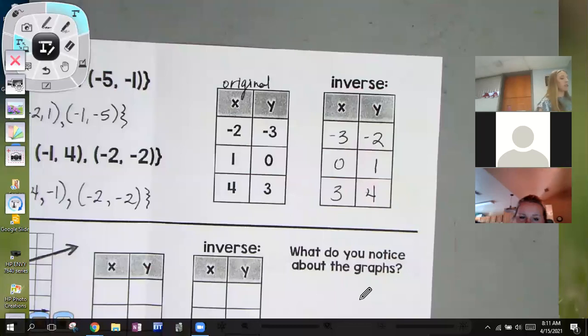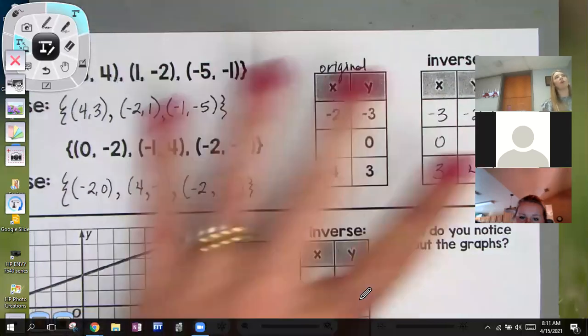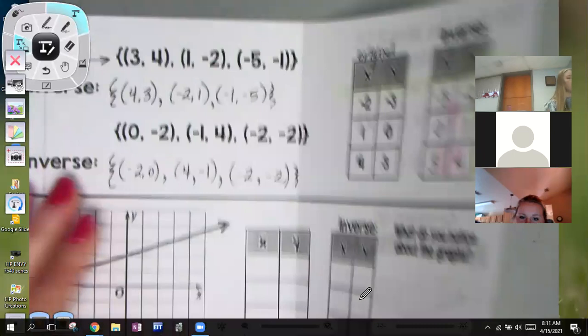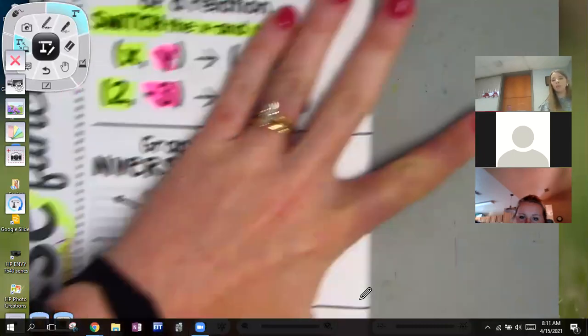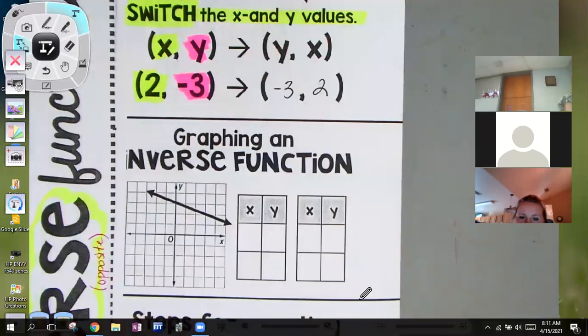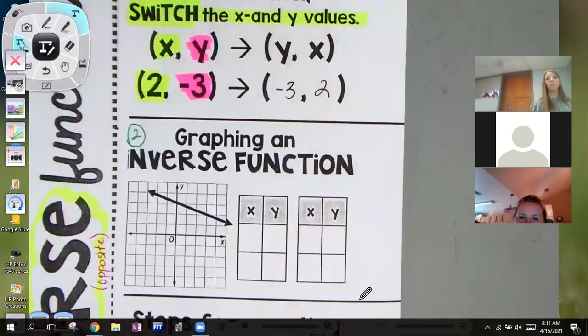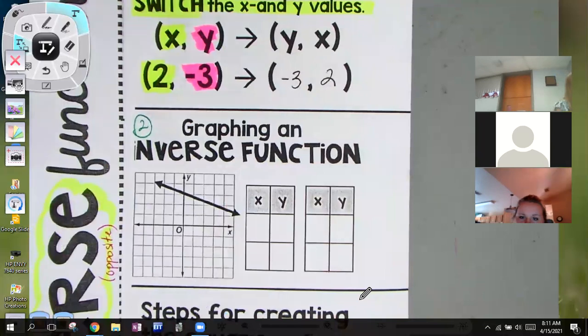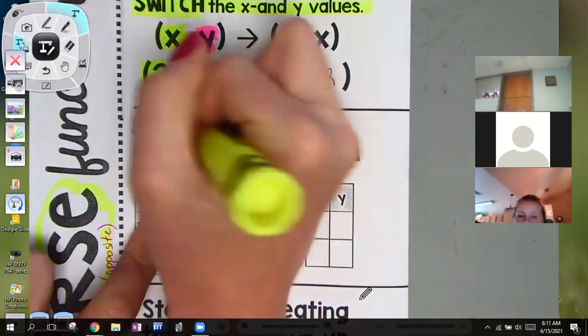But sometimes you're not going to be given the coordinates, or you're not going to be given a table. So another way you can find the inverse is by looking at its graph. Okay, so turn back, fold your paper back, and we're going to be looking at how to find the inverse using a graph.